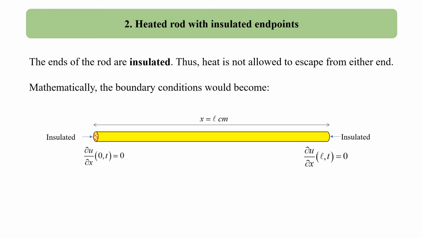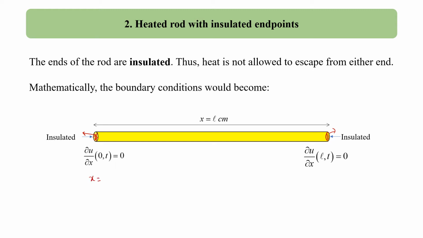Now we extend our discussion on the heat equation to problems where the ends of the rod are insulated. In this case, heat is not allowed to escape from either end. So the rod is insulated at both ends, which means that heat is not allowed to escape from this end. So the boundary conditions for this case become like this.